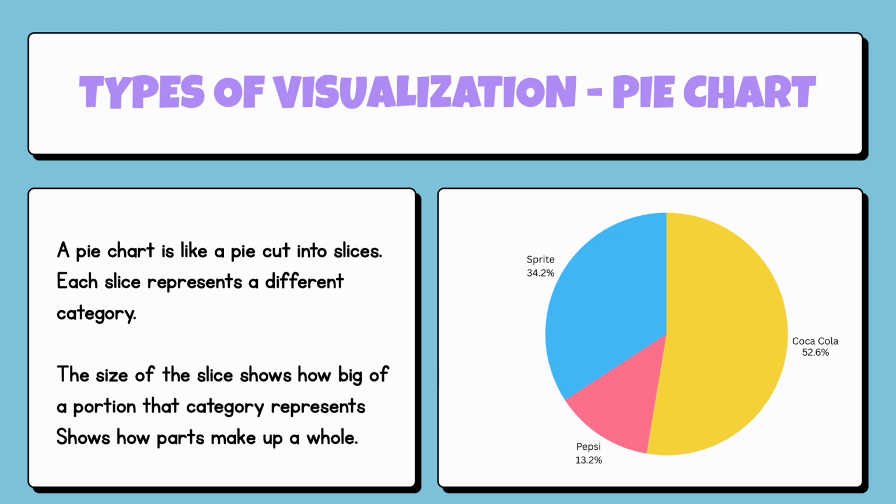Another type of data visualization that you could use is a pie chart. A pie chart is like a pie cut into slices. Each slice represents a different category, and the size of the slice shows how big of a proportion that category represents. Pie charts show us how parts make up a whole.